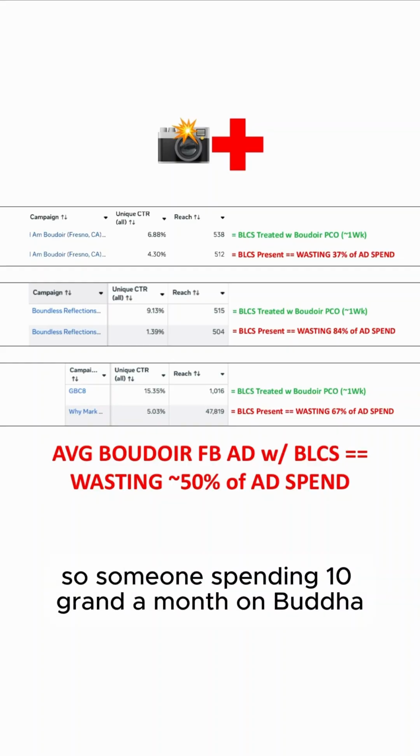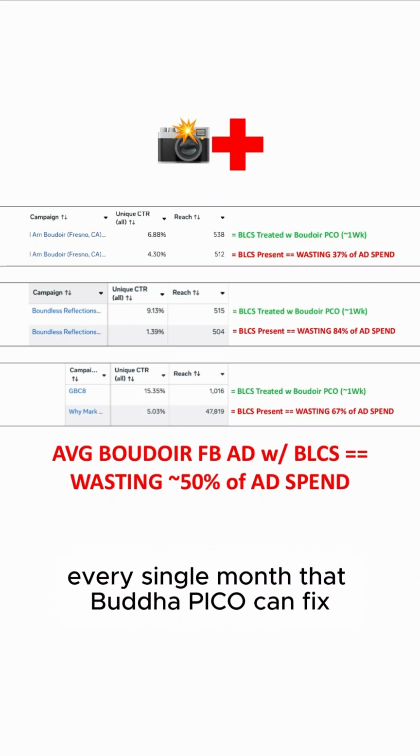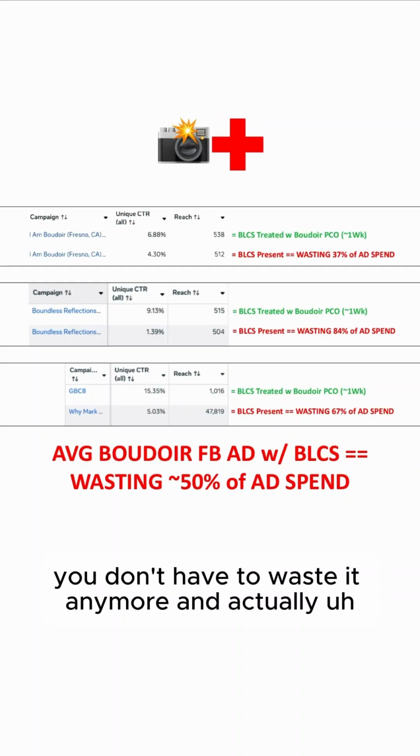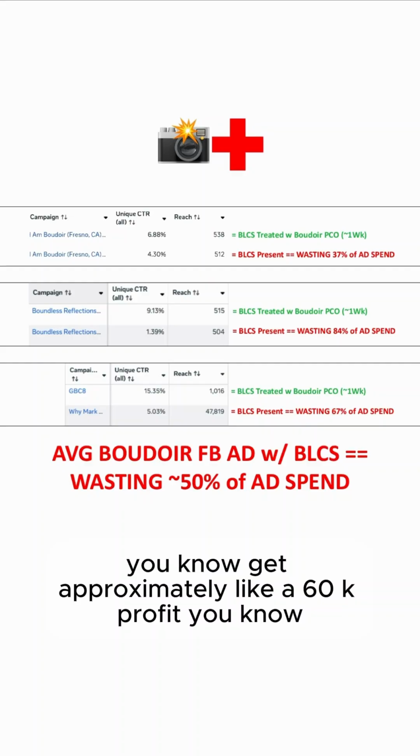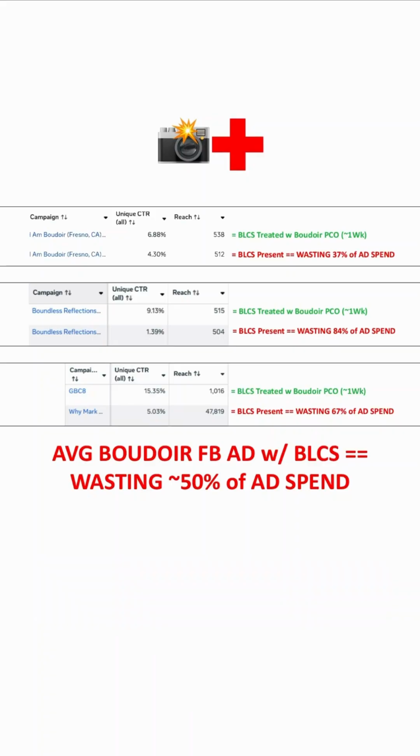So someone's spending 10 grand a month on Boudoir Facebook ads, approximately 5K of that's being wasted every single month that Boudoir Pico can fix. So put that 5K being wasted back in your pocket. You don't have to waste it anymore. And actually, get approximately like a 60K phantom profit bonus at the end of the year.